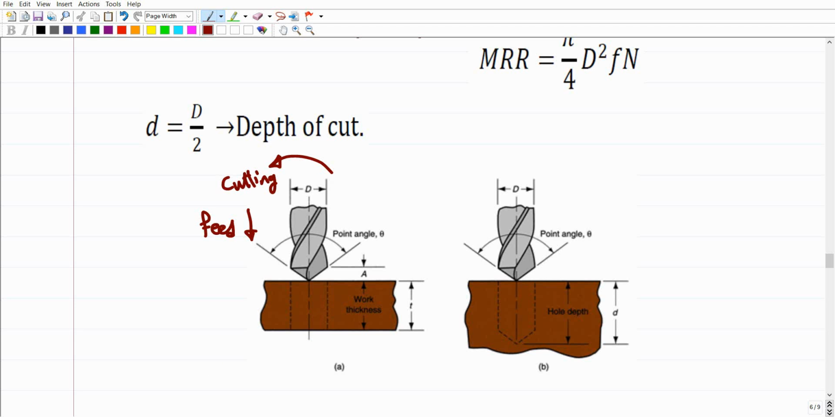feed motion. Make sense? And again, these are the 2 working motions, and we should be given a cutting speed. In addition, we should be given a feed, very similar to the turning operation. And the objective again is to calculate how long it would take to open a hole using the drilling operation, whatever this hole is, a through hole like this case, or a blind hole. This is a blind hole, but this one is a through hole.